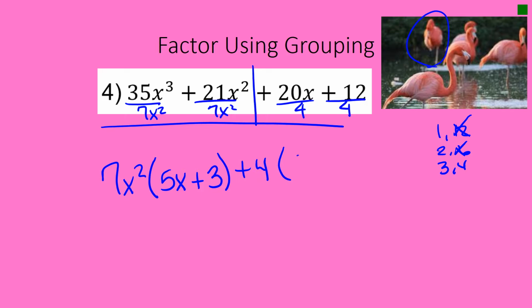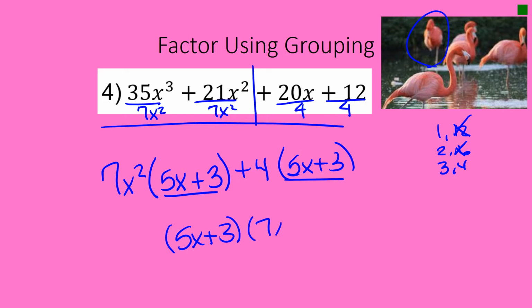20 divided by 4 is 5 with an x. 12 divided by 4 is 3. My factors match. That's my like factors. And then I have 7x squared plus 4 left.